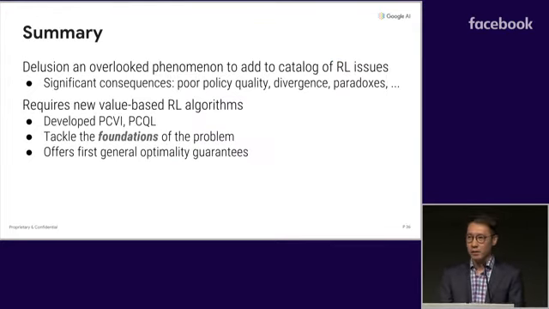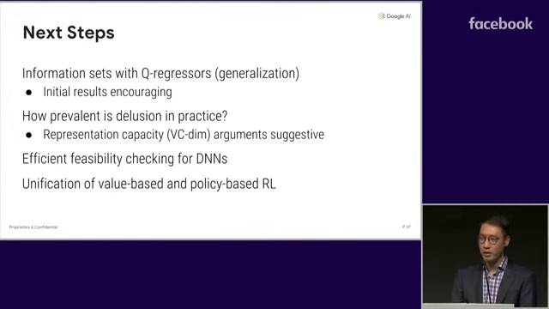So let me summarize by making a couple of key points. First, we believe that delusion is an overlooked but quite important phenomenon that needs to be added to the catalog of RL problems. It can cause some significant consequences, including poor value approximation, and as we show in the paper, it can cause a host of other pathological behaviors that are undesirable. We propose new value-based RL algorithms which directly tackle the foundations of this problem, although they are not currently scalable in their current form. But this raises a number of interesting future directions.